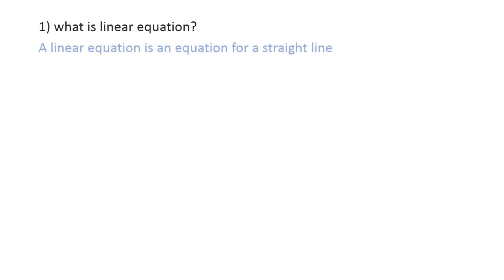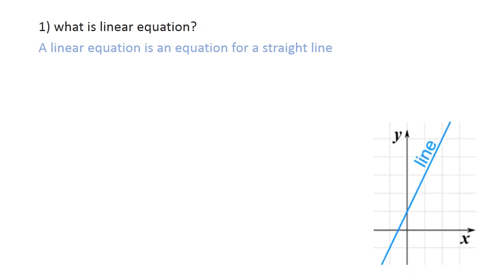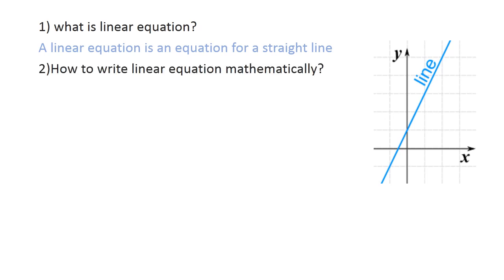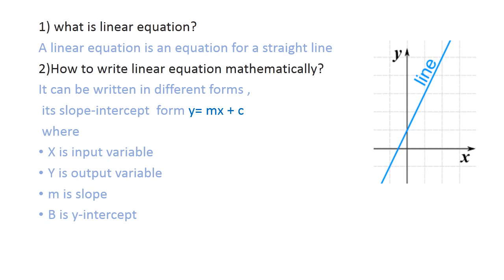A linear equation is the equation of a straight line. It can be represented in the xy plane as follows. Now, how do we write a linear equation mathematically? It can be written in different forms. One of these forms is the slope-intercept form, which is y equals mx plus b, where x is the input variable, y is the output variable, m is the slope of the equation, and b is the y-intercept. In the following slides, we are going to understand each item of this equation clearly.